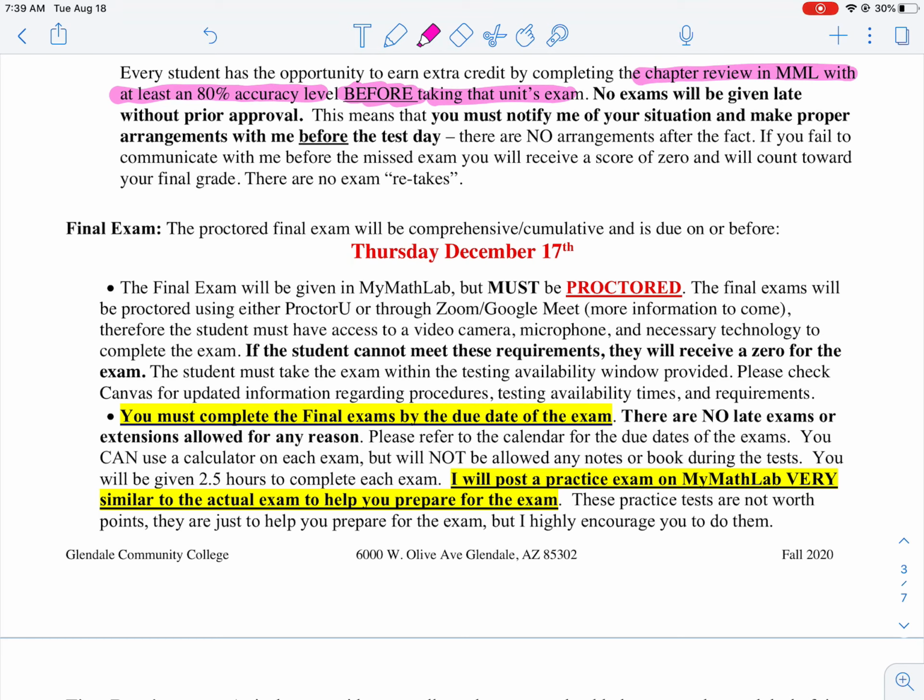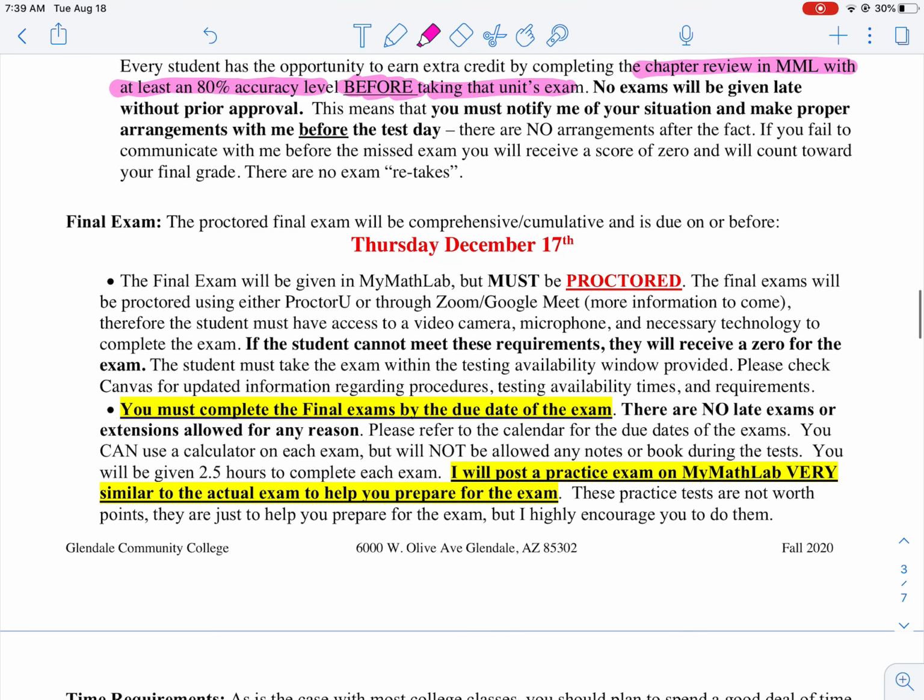But you only get it if you did the review with at least an 80% and it's done before taking the exam. I know some students over the summer tried to submit it after taking the exam because their test score wasn't as good as they wanted it to be. That doesn't quite work. It doesn't make sense for you to do the review after taking the exam. It has to be done before you take the exam.